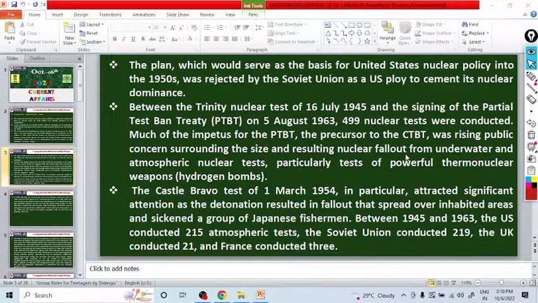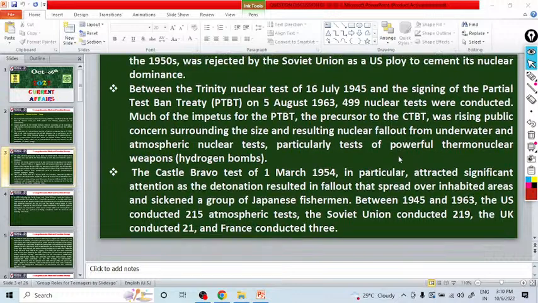Although the number of tests conducted by them are numerically less, yet they conducted it. So these all prove that there is a race started for detonating nuclear weapons among the major powers of the period, and that led to this particular treaty being discussed and signed.